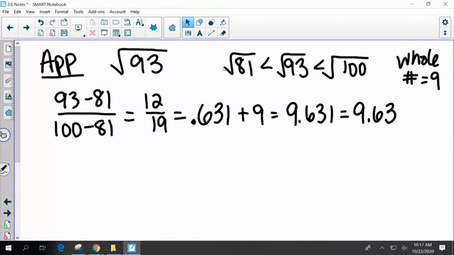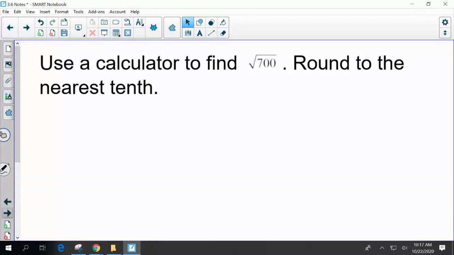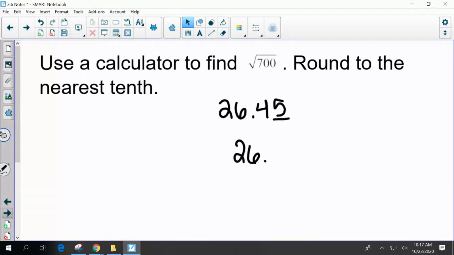All right. This next part is easier. Use a calculator to find the square root of 700. Round to the nearest tenth. So give me 2 decimal places. Square root of 700 with 2 decimal places: 26.45. So to round to the tenth, I need to look at the hundredths. So what is this going to round to? 26.5.